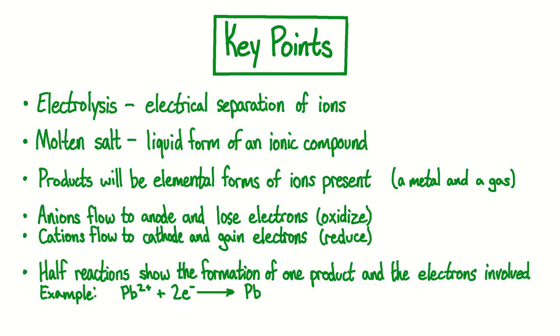Lastly, half reactions show the formation of one product and the electrons involved. For example, the half reaction that shows the formation of lead is a lead 2+ ion plus 2 electrons forms lead.